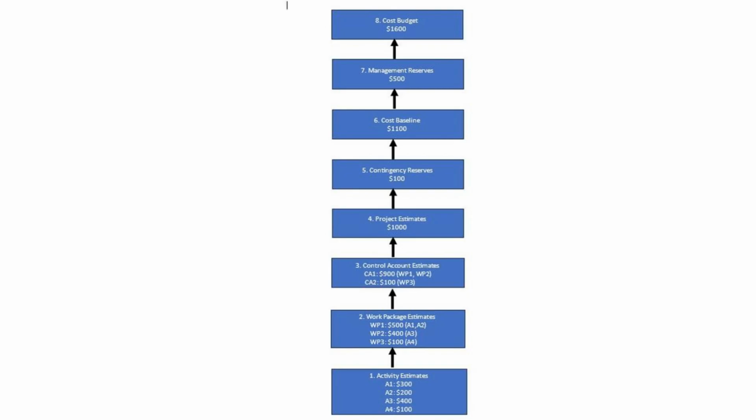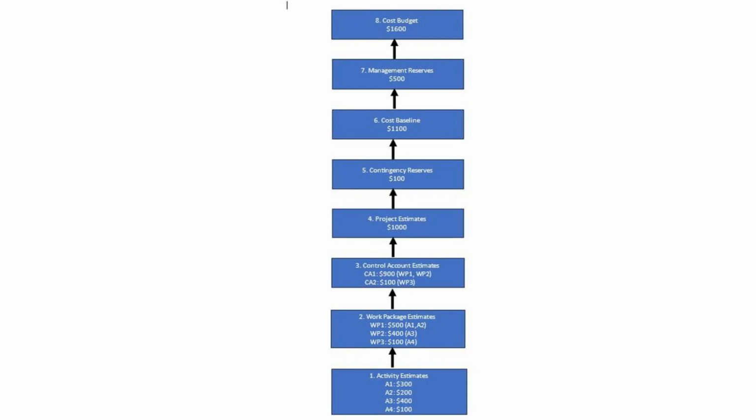Activity estimates roll up to work package estimates. Activities always get grouped to a particular work package. If you have activity 1 that costs $10, activity 2 that costs $20, both are grouped under work package 1. That means the cost of work package is $30.